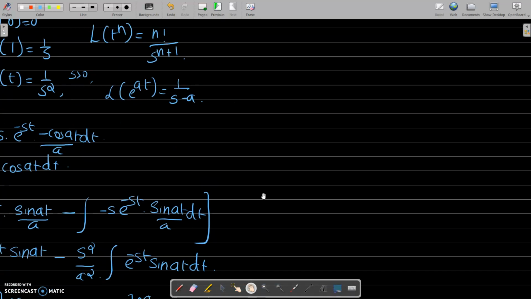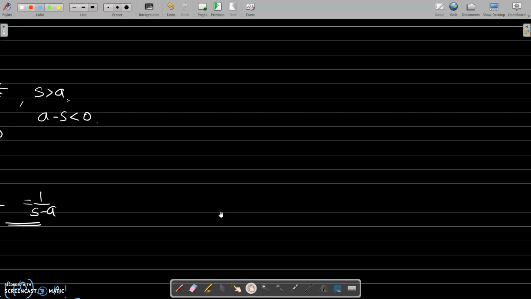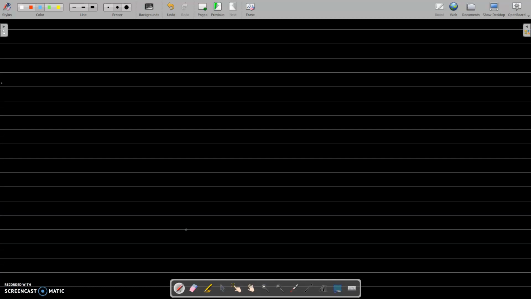So this is the formula for sine at, and this is a divided by s square plus a square. Next we have to find out what is Laplace transform of cos at. We have to prove that this is equal to s divided by s square plus a square. We can derive this formula using the method given before for sin at. Otherwise, there is another method we can use.